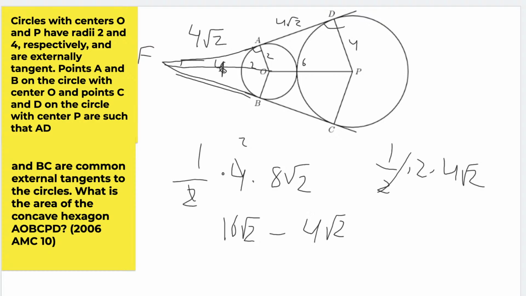So before you box out 12 square root of 2, remember that this is the area of AODP, which is half of the entire area that we want. So that means the area of the entire thing is just 2 times that, which is 24 square root of 2. And we're done.